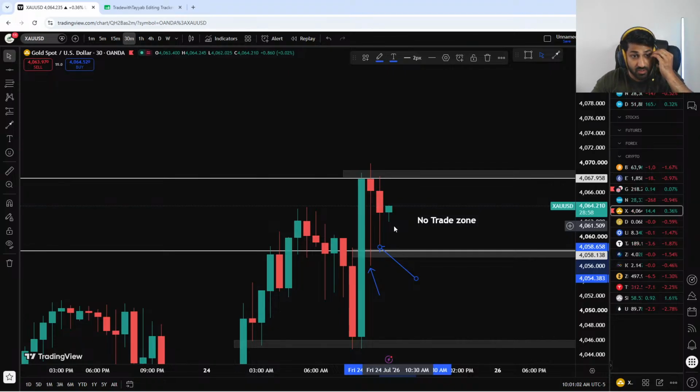It's not with the probabilities. That's the word I'm looking for. The probabilities are not in your favor, and when you're trading, you have to identify these things while looking at the candles to see what exactly is going on. So that's why it's a no trade zone.